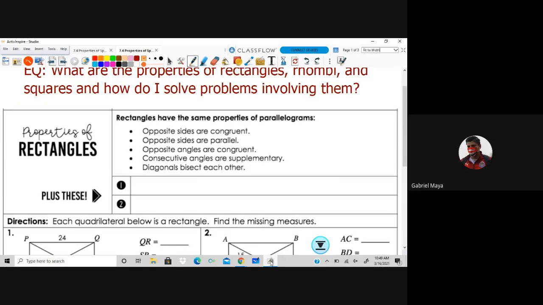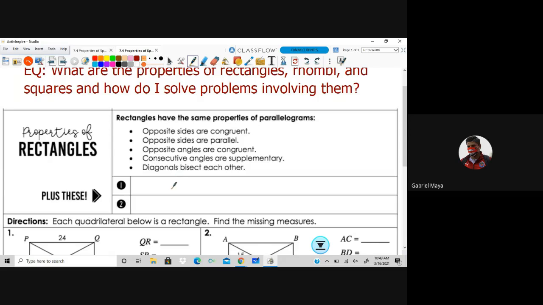All right. So what are the properties of parallelograms? The first ones, we'll remember the opposite sides are congruent. Opposite sides are parallel. Then we also have opposite angles are congruent. Then consecutive angles are supplementary. Diagonals bisect each other plus these. So keep those in mind, and we have two more.